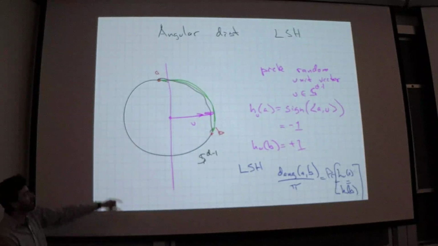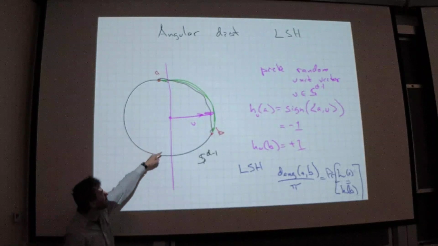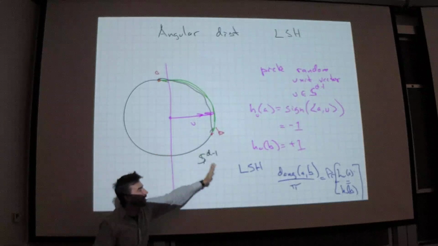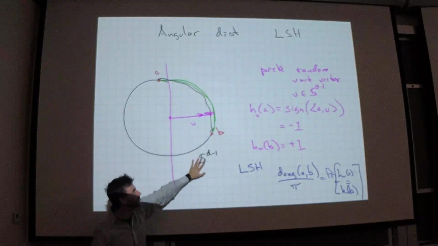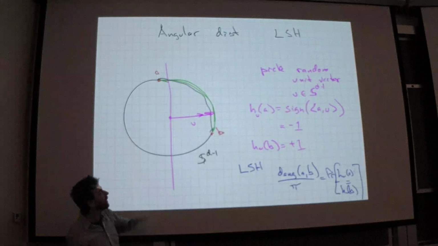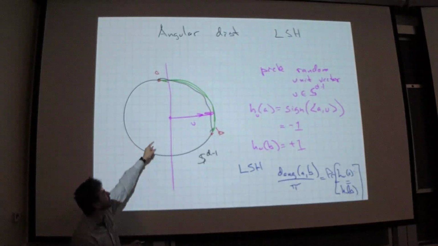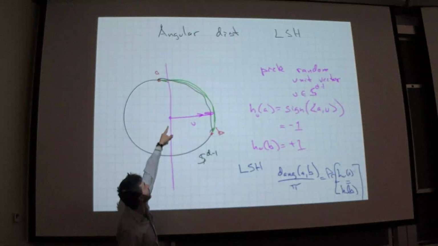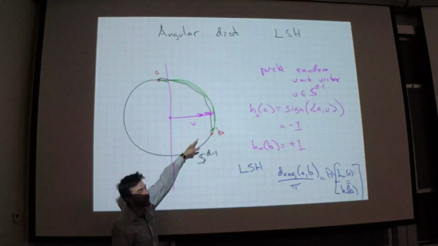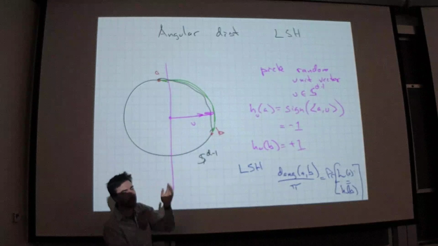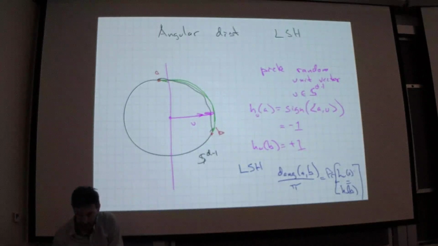Okay, so that's pretty cool, right? I just pick a random unit vector. I'm basically dividing the space in half. If it's on this side, it's a +1, this side's -1, and the probability that they're the same has to do with the probability that this line goes through the green region. If it doesn't go through the green region, then they're going to have the same sign, right?